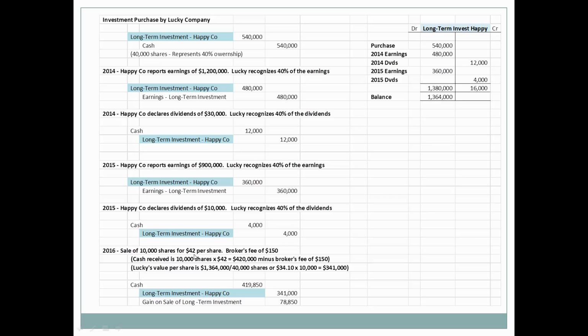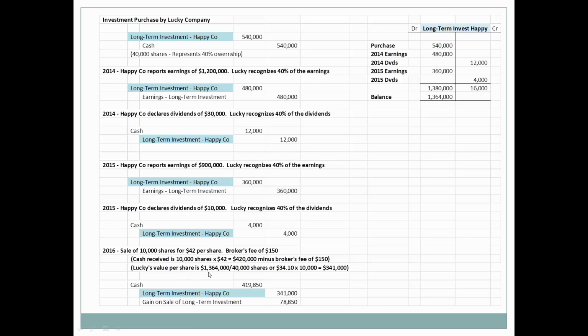Now Lucky's going to sell 10,000 of these shares. The open market on the day that they sell it is selling for $42 per share, and there's a broker's fee of $150. So the cash that they will receive will be 10,000 shares at the market value of $42 per share, which is $420,000, minus the broker's fee of $150. So the net money that Lucky will receive will be $419,850.